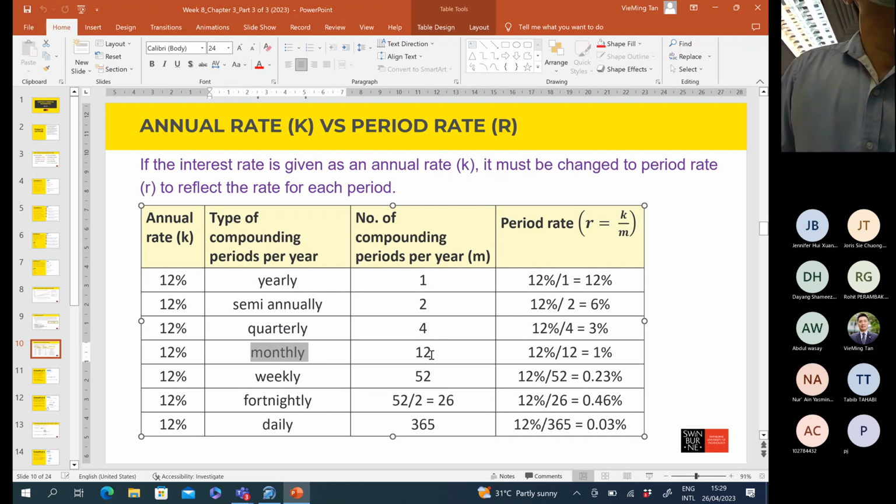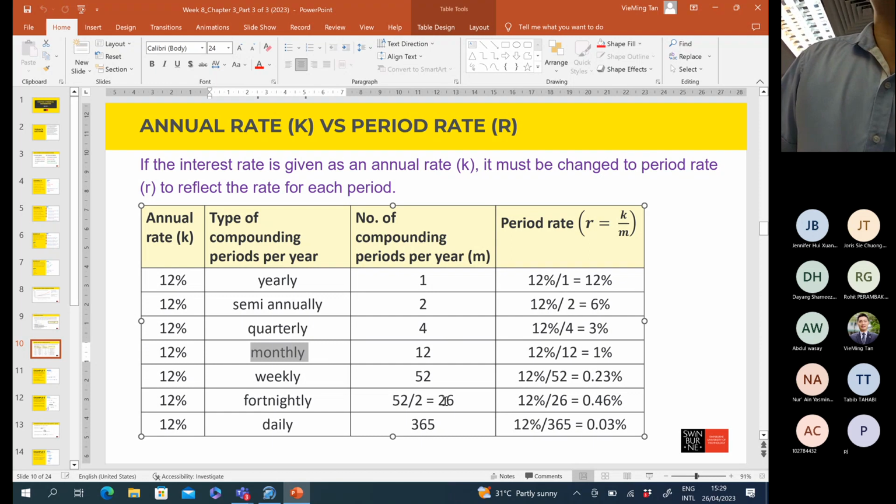Fortnightly, what is the meaning? Fortnightly means every 2 weeks. So how to identify the M value? We can use 52 divided by 2. 52 divided by 2, you'll get 26. So 1 year has 26 fortnights.